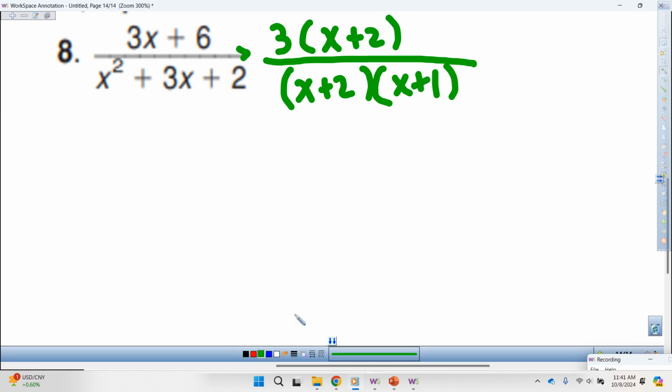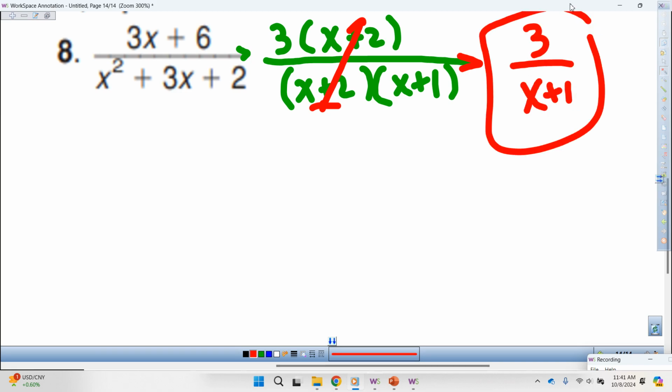All right. Giant ones, everyone. Just one, right? Right there. So that leaves us with 3 over x plus 1. Send me your notes, please. Hands if you got that by yourself. Yeah. Okay. We got this.